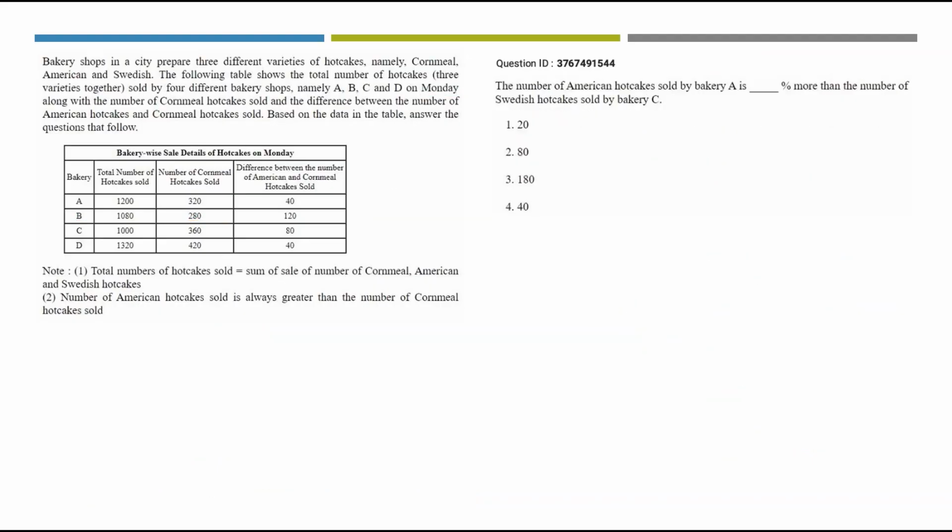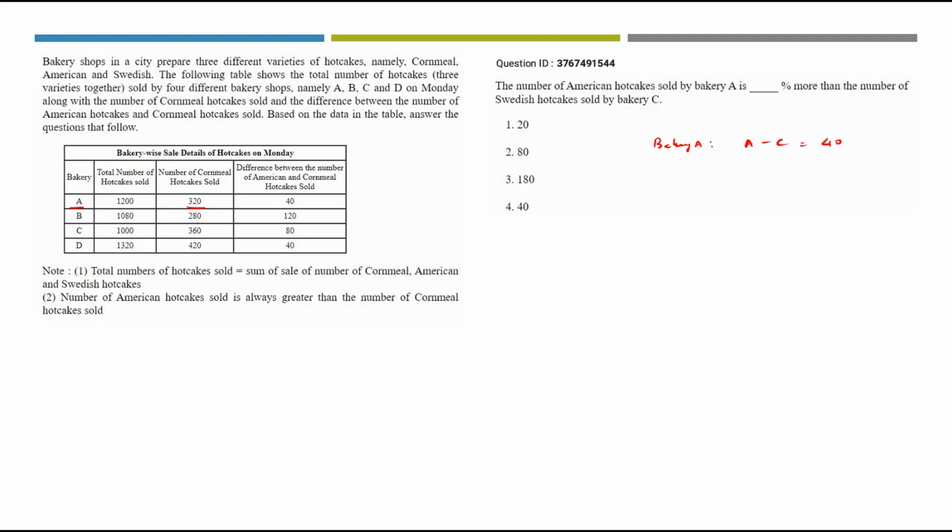Next question. The number of American hotcakes sold by bakery A is what percentage more than the number of Swedish hotcakes sold by bakery C? We have to start with bakery A here. They have asked for the American hotcakes count. We know the difference between American and cornmeal hotcakes sold. A minus C will be equal to 40 here.